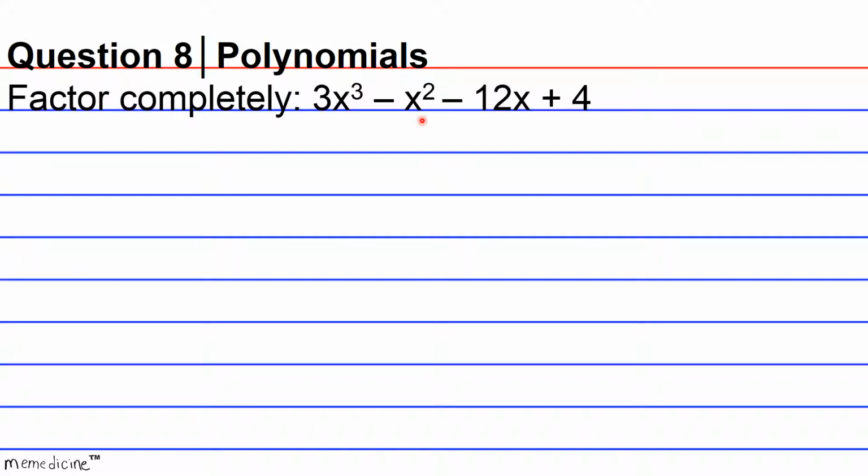Question 8, Polynomials. Factor completely. 3x raised to 3 minus x squared minus 12x plus 4. Definitely press pause if you need to, and I'll give you a moment to think.